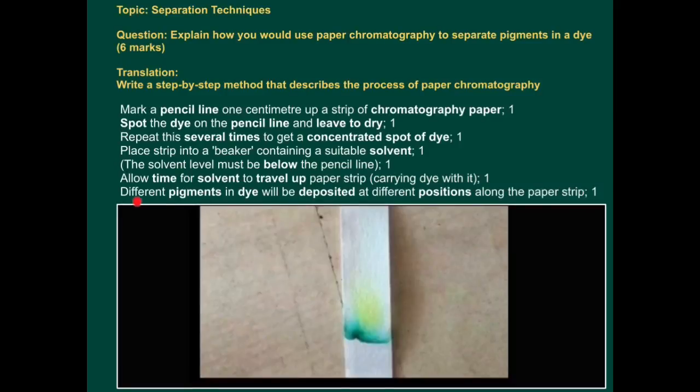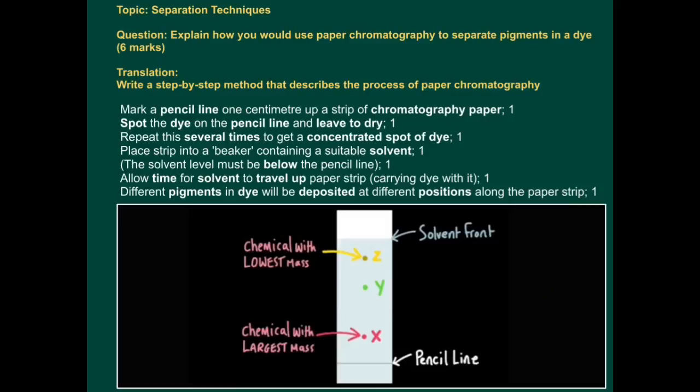After a while, you'll see that different pigments in the dye will be deposited at different positions along the paper strip. So we got one here, one here. Diagrams always show this a bit clearer. So we can see clearly they're 3 separate pigments, and we can see the solvent ended here.